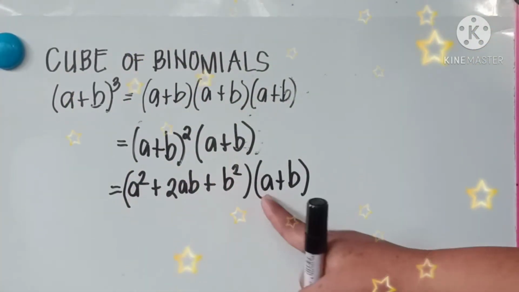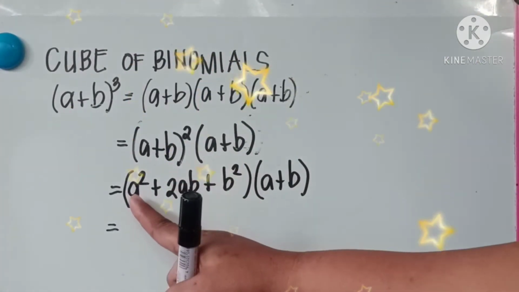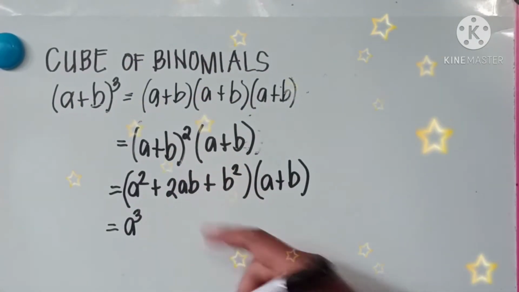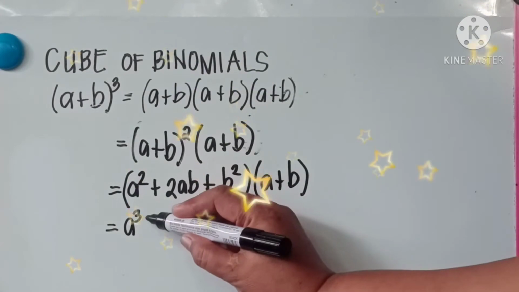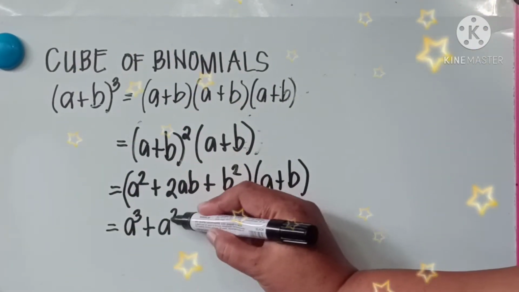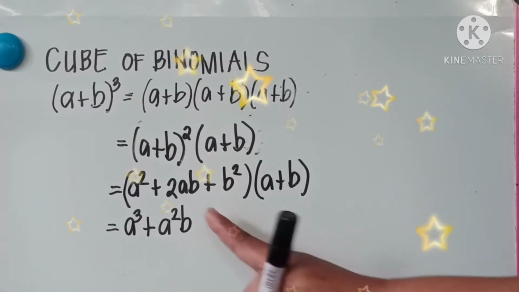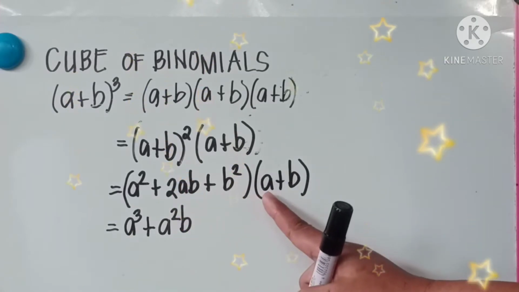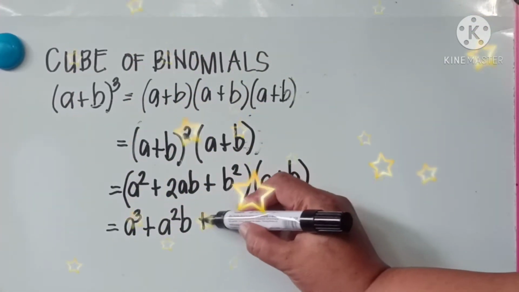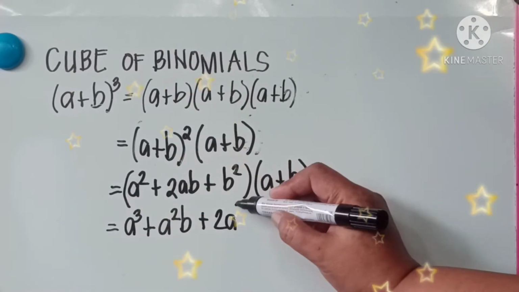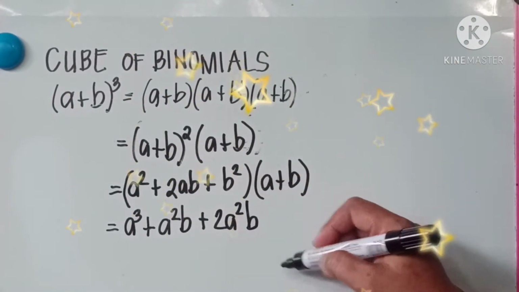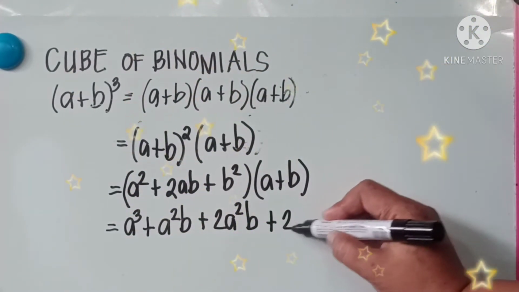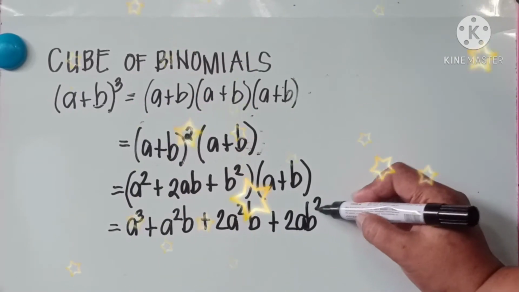Then use the distributive property of multiplication. We have now a squared multiplied by a, which is a cubed. Then a squared multiplied by b is a squared b. Then, let's go to the second term of the trinomial. We have 2ab multiplied by a. That is equal to 2a squared b. Then multiply this 2ab by b. The answer is 2ab squared.